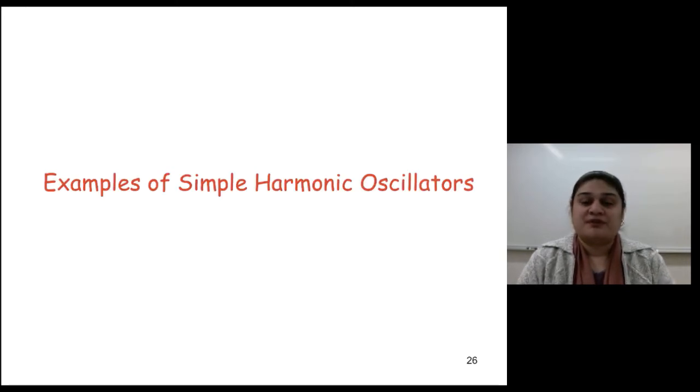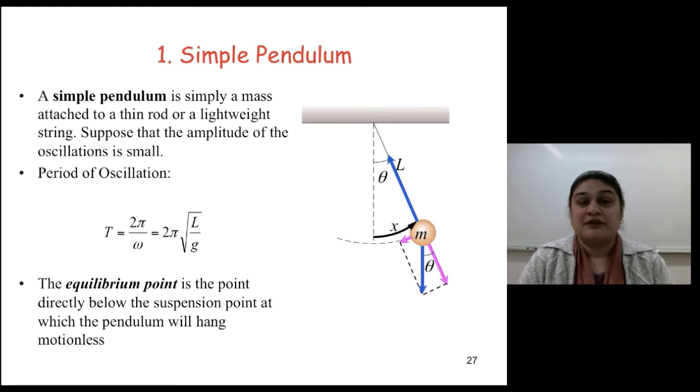Some examples of simple harmonic oscillators include the simple pendulum. A simple pendulum is simply a mass attached to a thin rod or a lightweight string, where the mass is much smaller than the length of the string, and the amplitude of the oscillations is considerably small. So theta in this case will be considered considerably small. The period of this oscillator will be given by 2 pi square root L over g, where the equilibrium point is directly below the suspension point at which the pendulum will hang motionless.